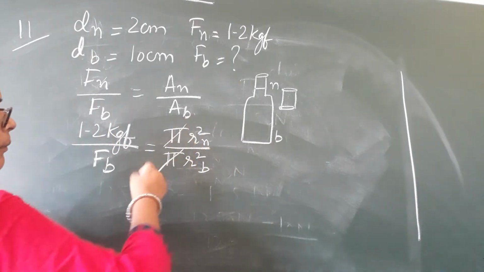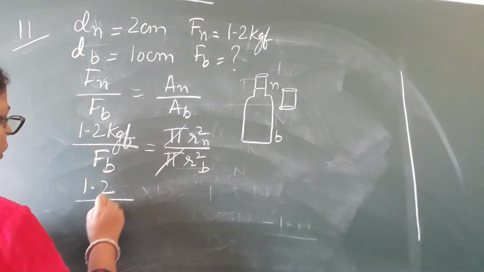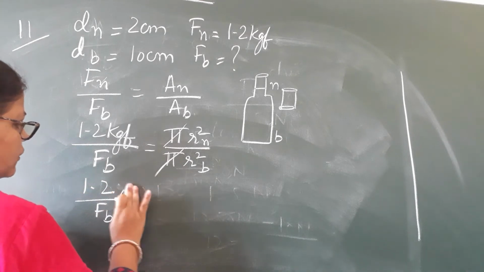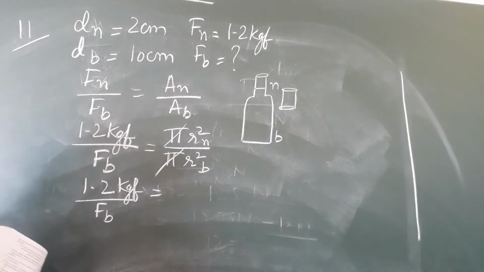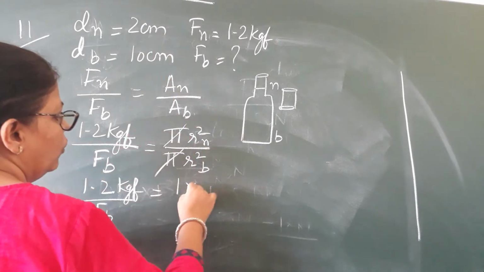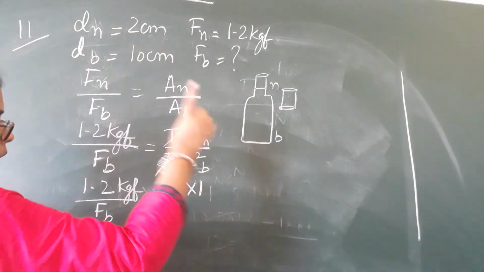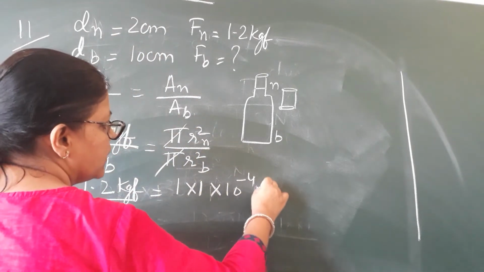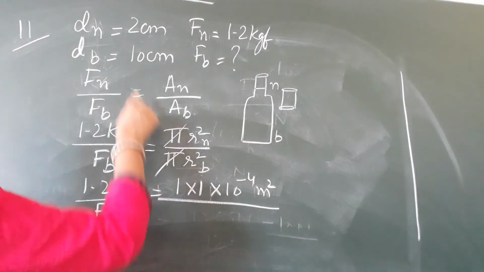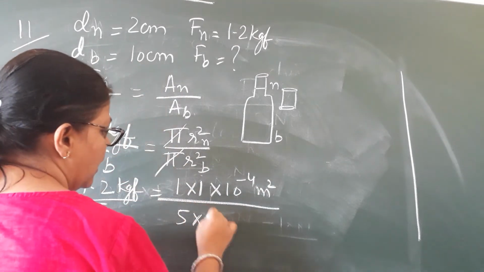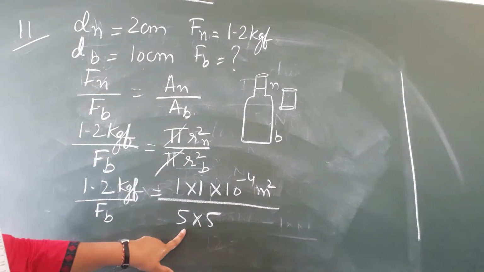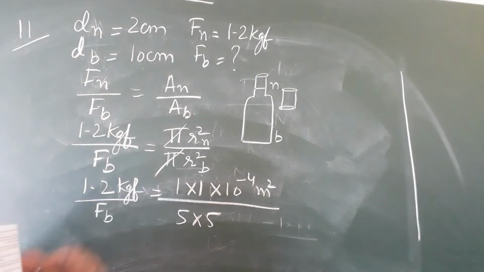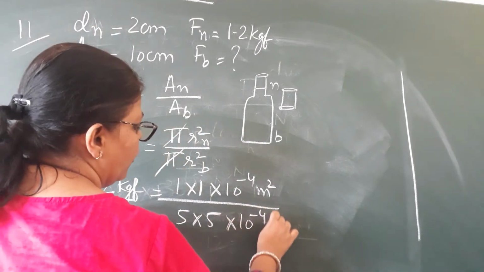Now see, pi is common, so it will get cancelled. Now what do I get? 1.2 upon F, the force on the base, in kgf, will be equal to... now I know the diameter but I need to find out the radius. You all know that radius is half of diameter, so for the neck it will be 1 into 1, because half of 2 is 1, into 10 to the power minus 4. Why? Because it has to be in square meters, upon the radius of the base, which will be 5 into 5, because half of 10. See, diameter is 2, half is 1; diameter is 10, half is 5. So instead of diameter I have taken the radius, into 10 to the power minus 4. I hope you understood, children.